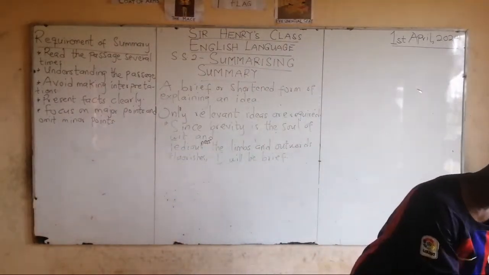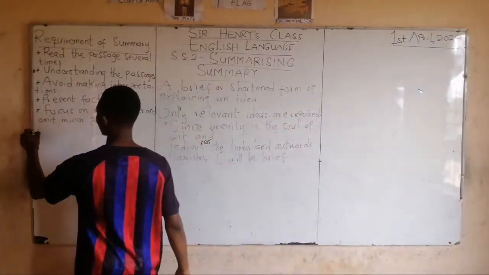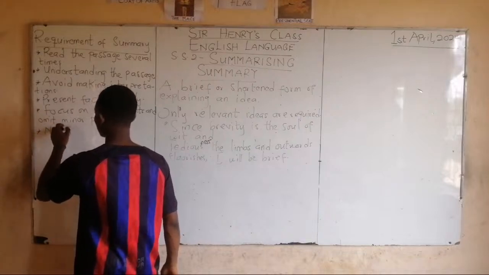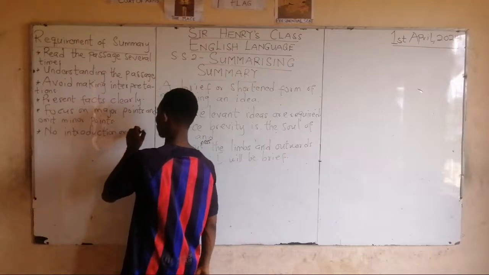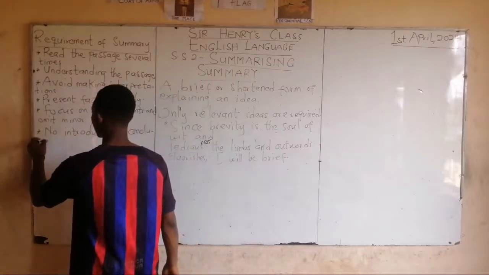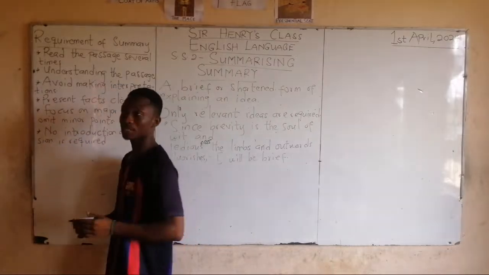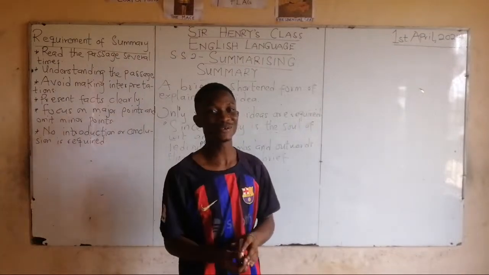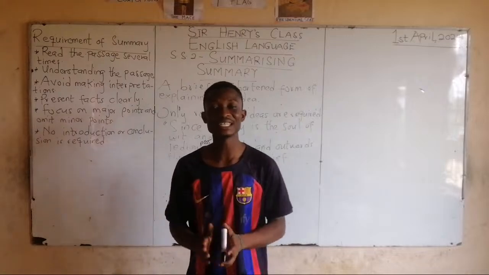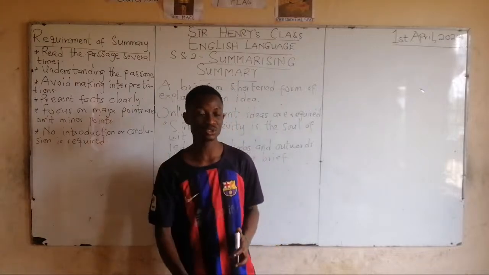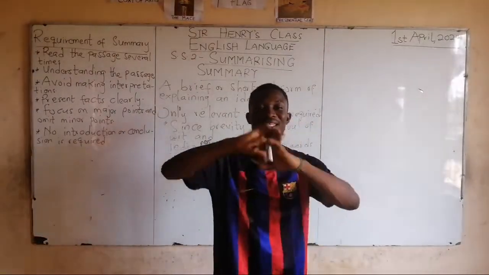The next one is talking about there's no need for introduction or conclusion. So no introduction or conclusion is required. In summary, we don't require any introduction or conclusion from you. This one is not composition, mind you. There is reading and comprehension. The strand is strand 2, reading. And here you are made to make a summary.